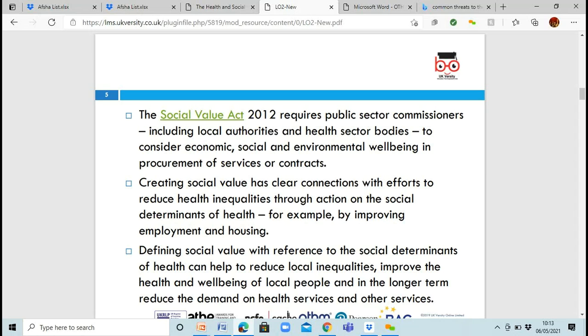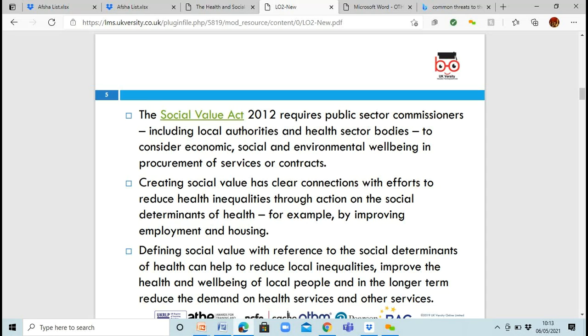Then we've got the Social Value Act, and this came about in 2012. This requires all public sector commissioners, including local authorities and health sector bodies, to consider the economic, social and environmental well-being when it's doing its services. So it creates social value, it has clear connections, and it makes efforts to reduce health inequalities through action on determinants of health. For example, they're trying to improve employment and housing. So it's not just to do with the health sector itself, it's to do with all sectors within the local authority.